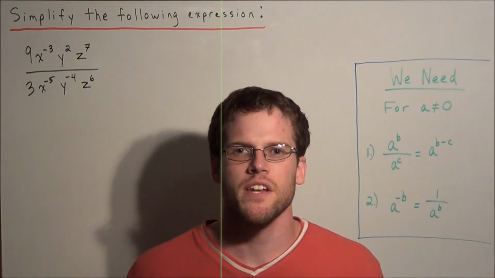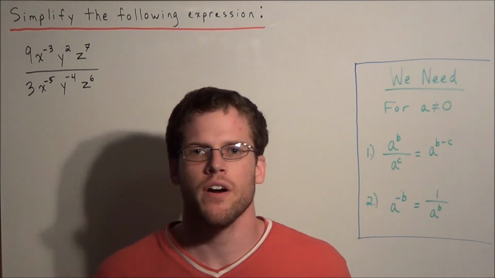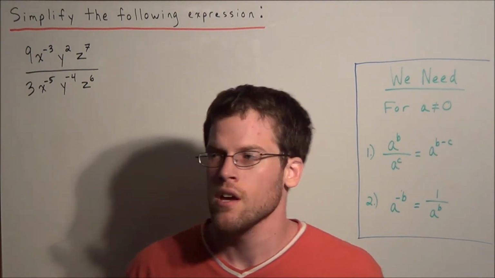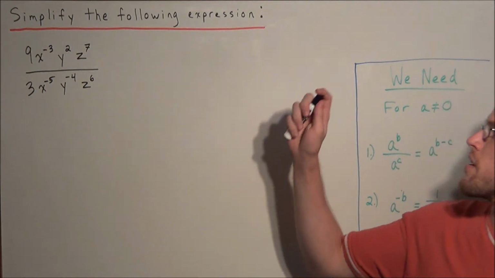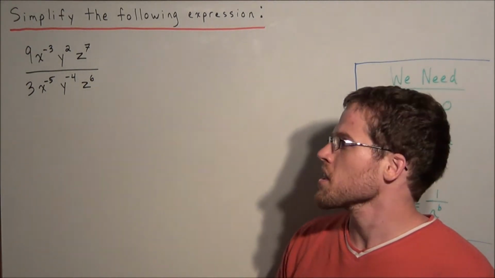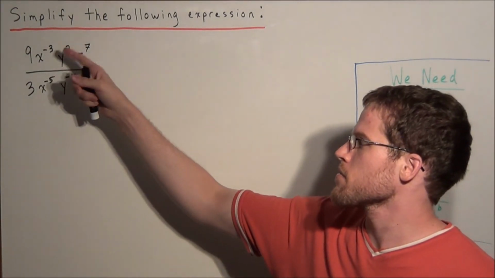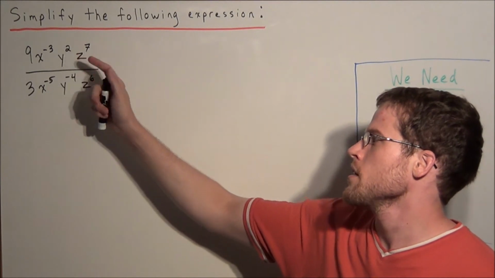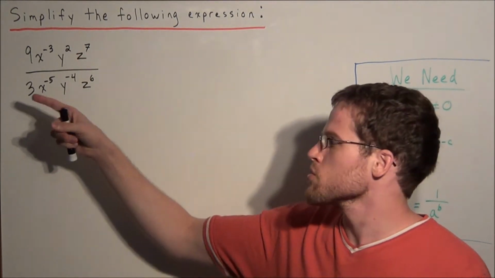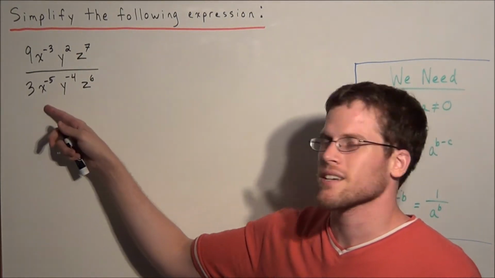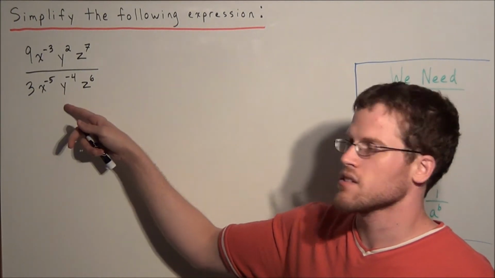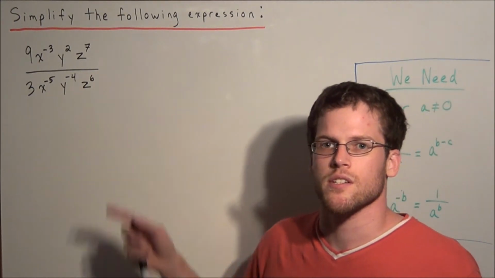Hi, my name is Vincent, and today I want to take a look at dividing exponents with the same base. So we have the problem, simplify the following expression, and we're looking at 9 times x to the negative 3 times y to the second times z to the seventh, all divided by 3 times x to the negative 5 times y to the negative 4 times z to the 6th power.